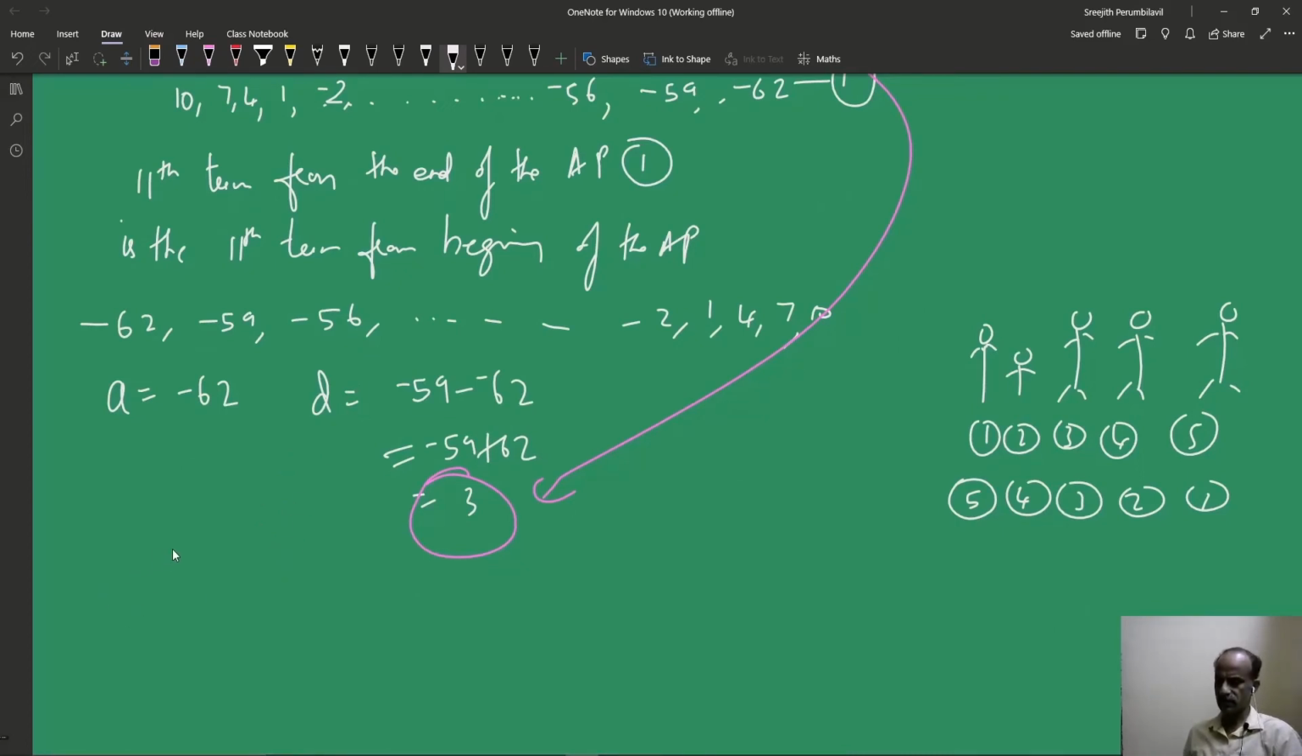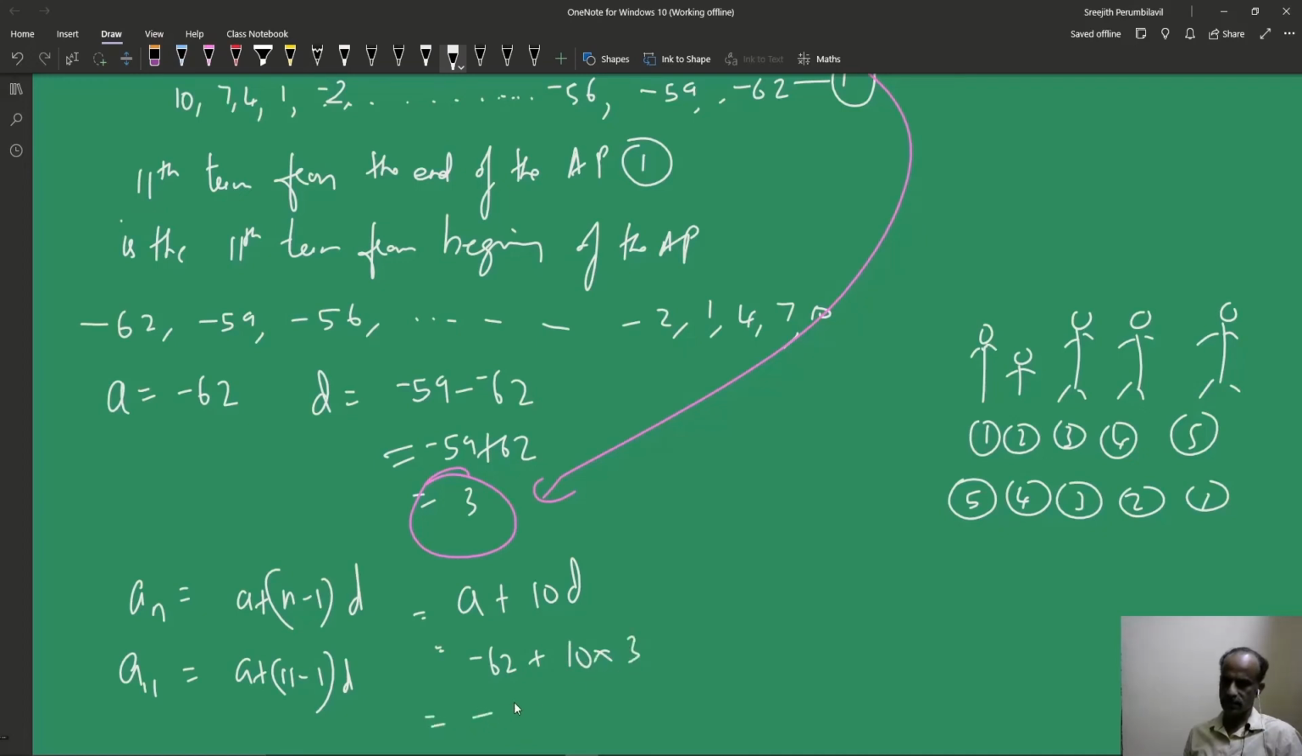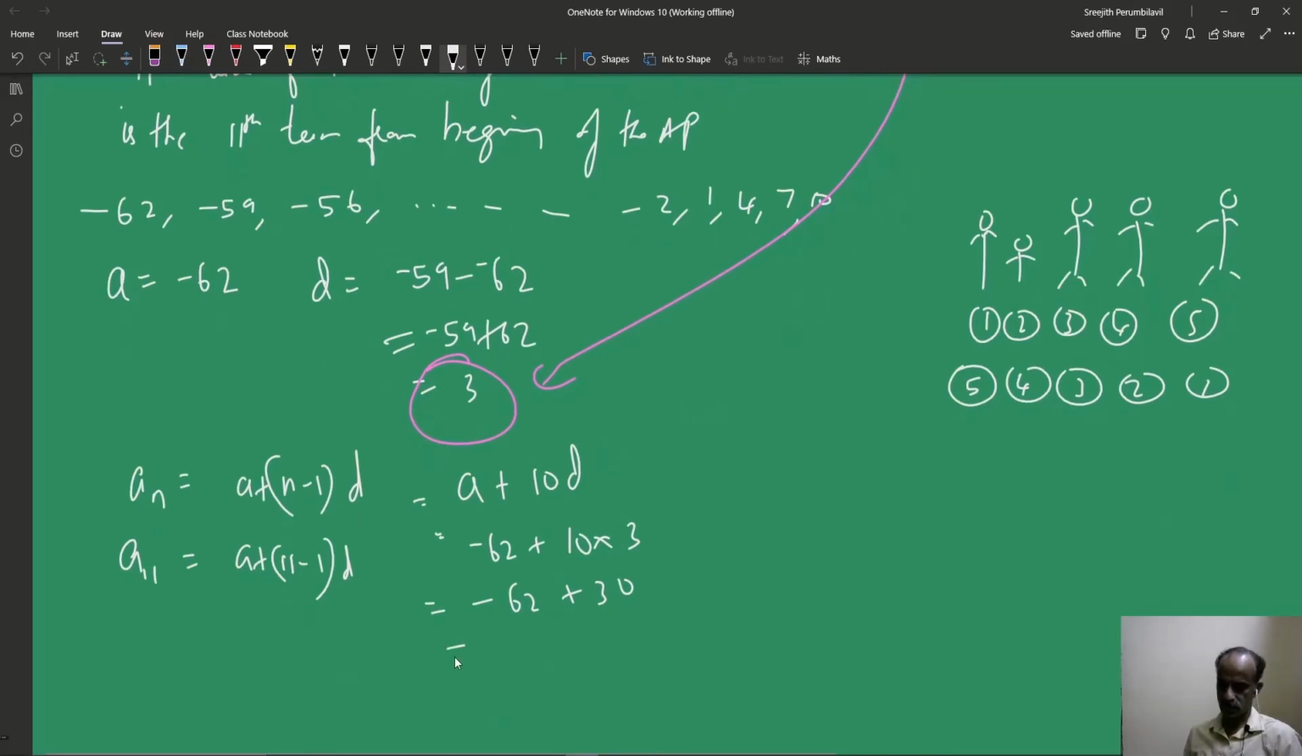So for the 11th term, we have the nth term an is equal to a plus n minus 1 into d. Therefore the 11th term a11 is equal to a plus 11 minus 1 into d, that is a plus 10d, that is minus 62 plus 10 into 3, that is minus 62 plus 30, that is equal to minus 32. So minus 32 is the 11th term from the end.